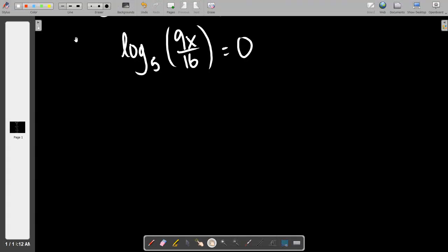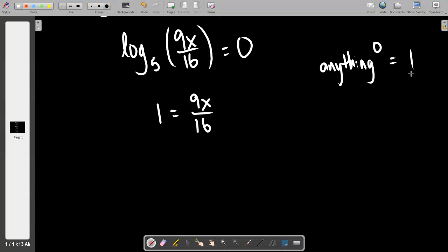What is 5 to the power of 0? It is 1. So we have 1 equals 9x over 16. Remember that anything, I can add a little side note if you need us, anything raised to the power of 0 will always equal 1.